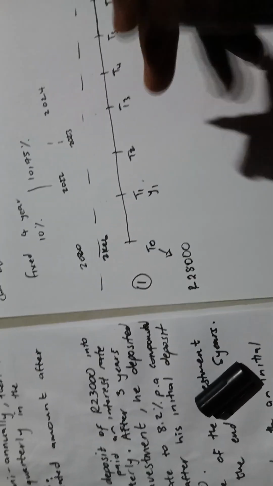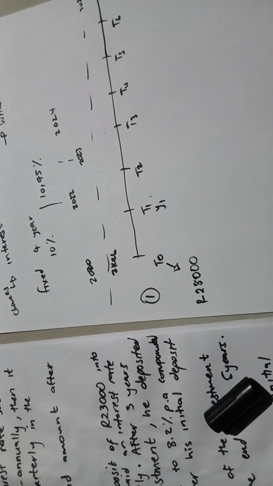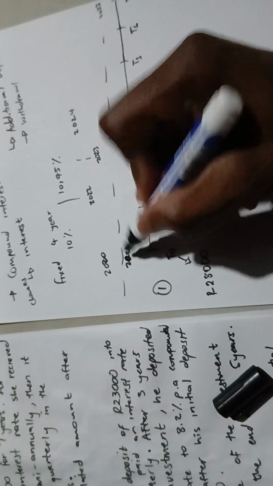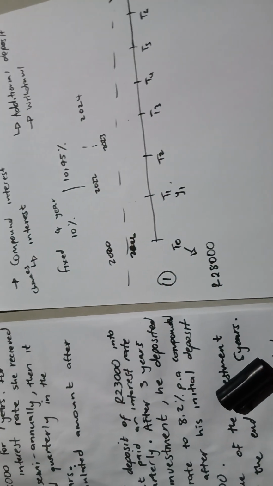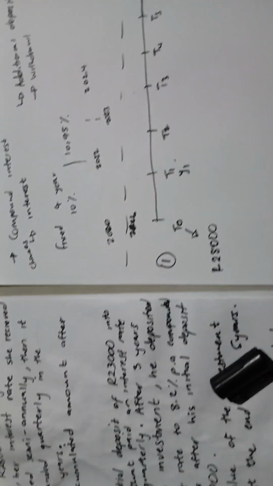So I'm just doing this so that you can understand the T1, T2, T3, T4, T5, and so forth. You don't really have to do this, but I'm just doing it so that you can understand this thing better, if it's the first time you hear about such a thing called timelines.